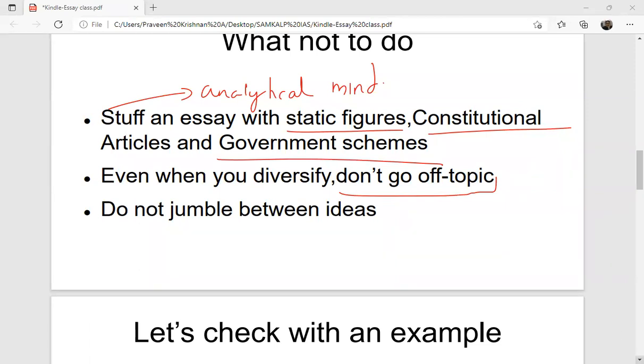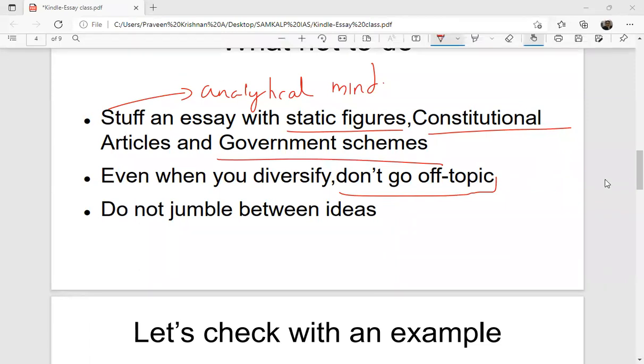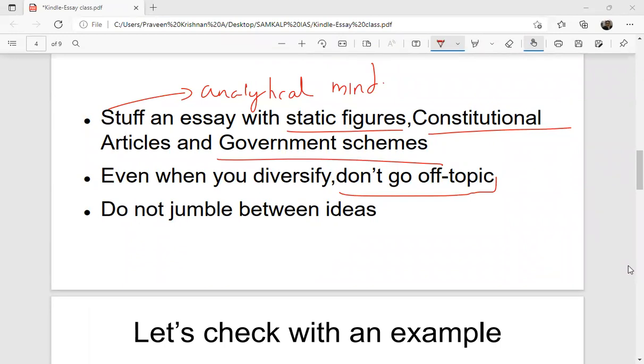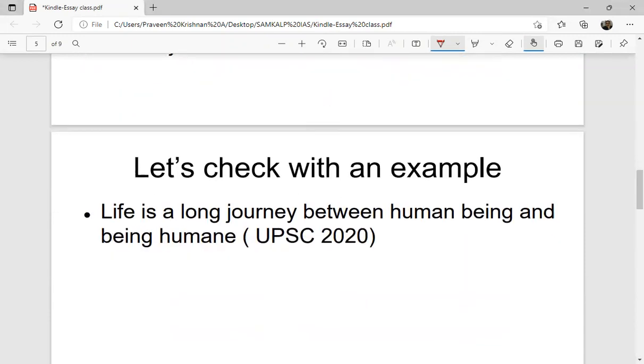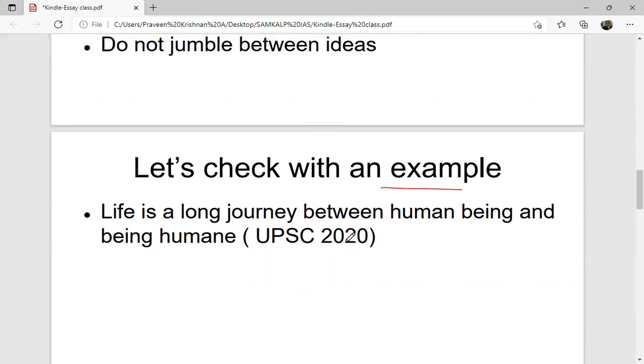Now whatever we have discussed so far, what to do and what not to do in an essay, we'll try to incorporate all this in a question, or we'll try with an example. This is an essay topic that was asked in the UPSC examination in 2020. I told you that these days UPSC is asking so much philosophical stuff that in 2021, both the topics were from philosophy only.